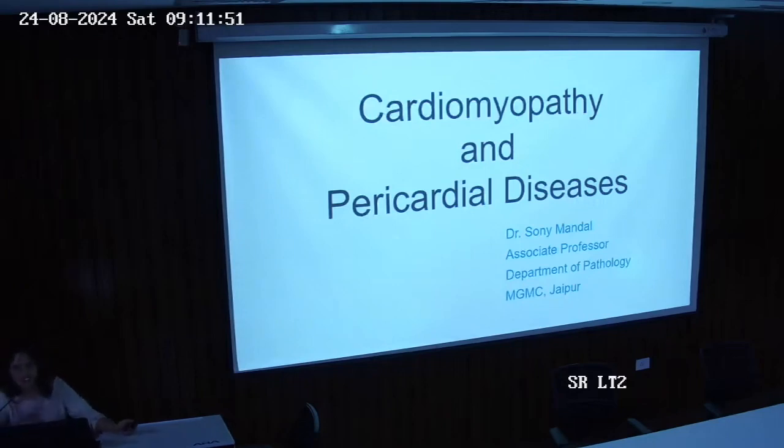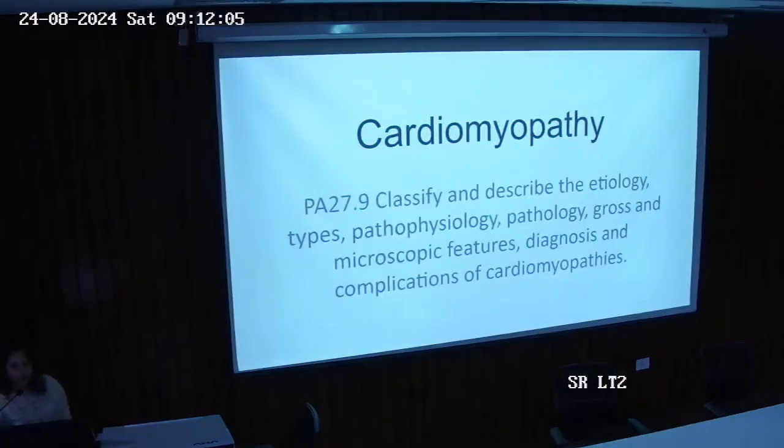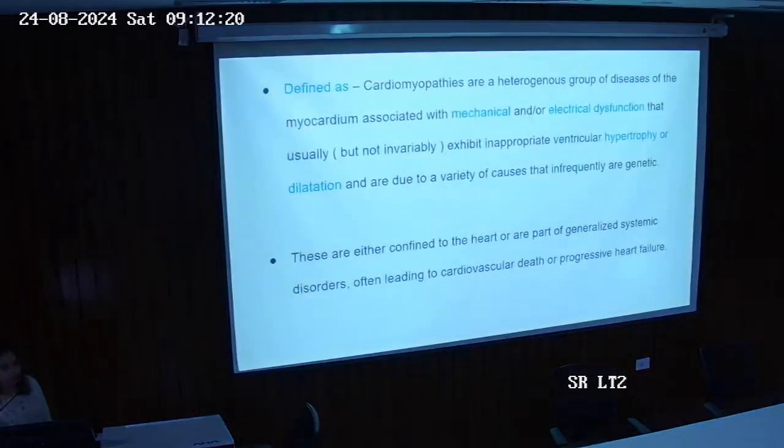So today is the last class of CVS, okay? What are the two topics that we'll be studying today? Cardiomyopathy and pericardial diseases. So cardiomyopathy, this is your competency. You have to know how to classify, describe the etiology, types, pathophysiology, pathology, gross and microscopic features, diagnosis and complications of cardiomyopathy. So how is it defined? Why is this important now?